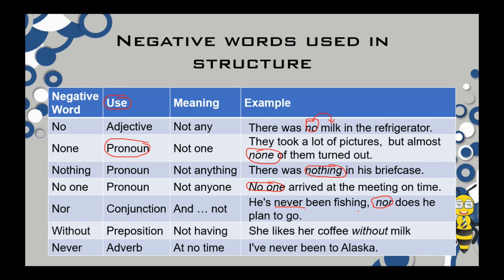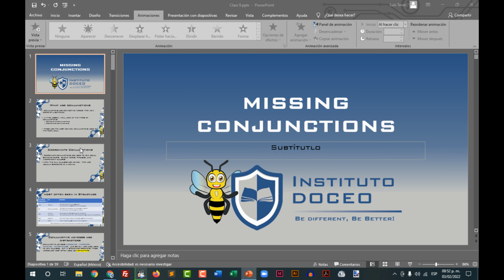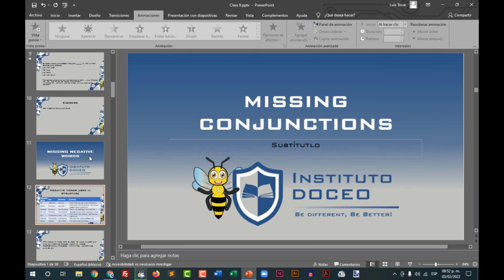He's never been fishing. I'm going to explain a little bit about nor here. You know what? Yes. El tampoco, I don't know if that comes there. The neither? Neither, those I think are very confusing. Okay, let's check it out.